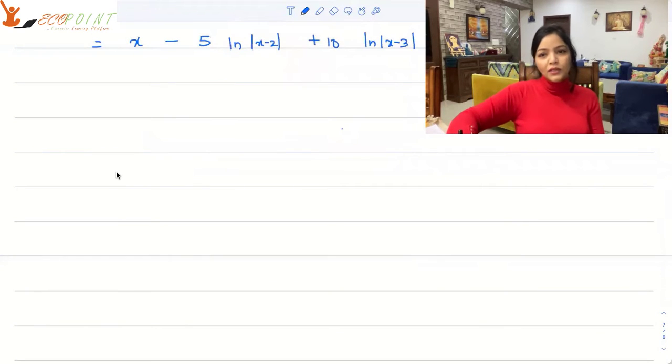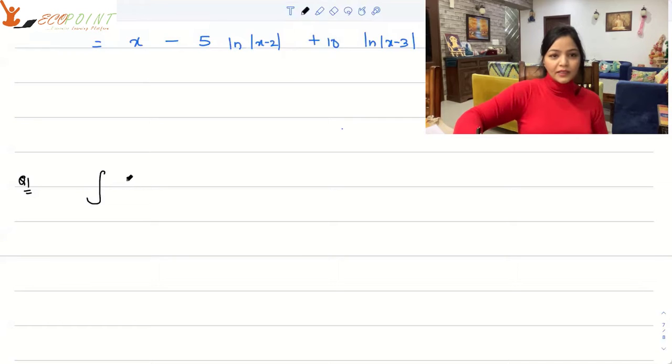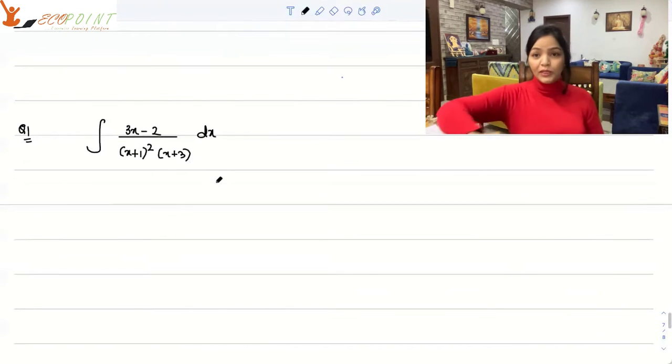Hey guys, so let's work a little more on partial fractions and let's work on some more examples from it. The varied example on partial fractions. So let me take the first question for the day. In this case, I'm taking the integral of 3x minus 2, and I am taking the case where one factor is (x plus 1) square and the other is (x plus 3) in the denominator. So this will be the case where you will have A, B, and C.